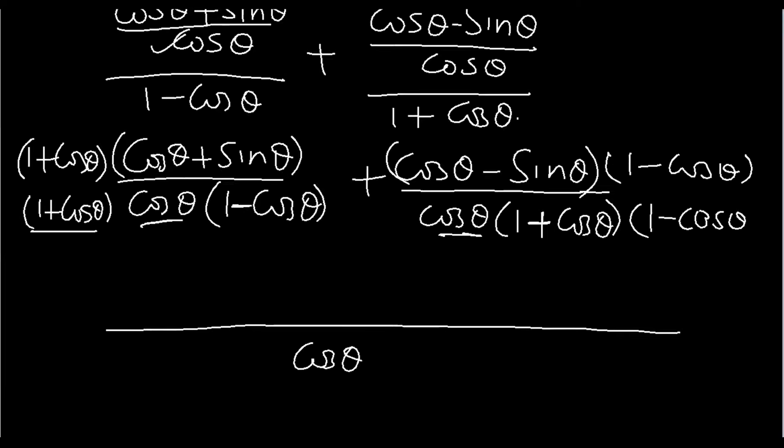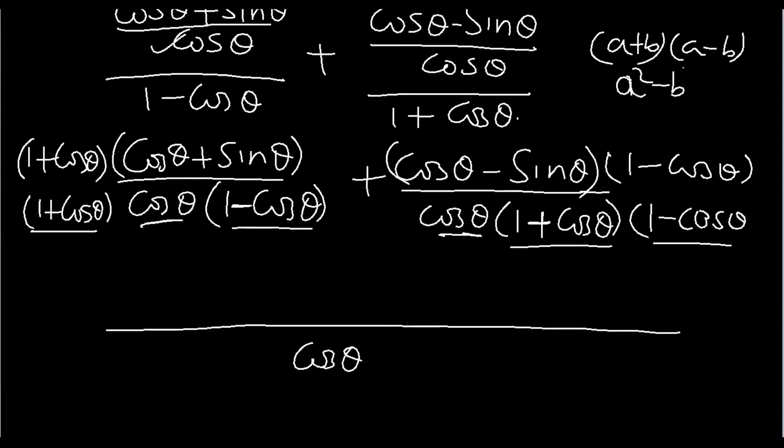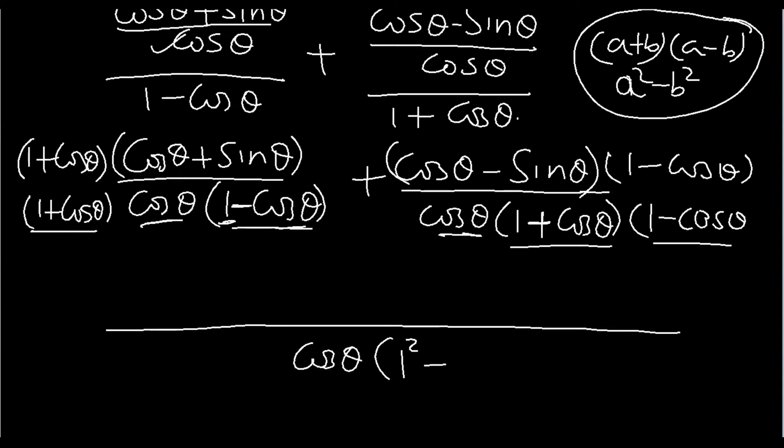But 1 plus cos theta, 1 minus cos theta, 1 plus cos theta, 1 minus cos theta. They are in the format of a plus b, a minus b, which can be written as a square minus b square. This is an identity I use many times in my videos. So a square, which is 1 square, minus b square is cos square, because it is a minus b, a plus b, right? A plus b, a minus b.